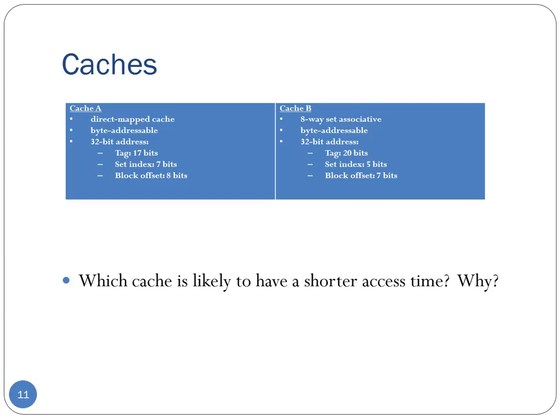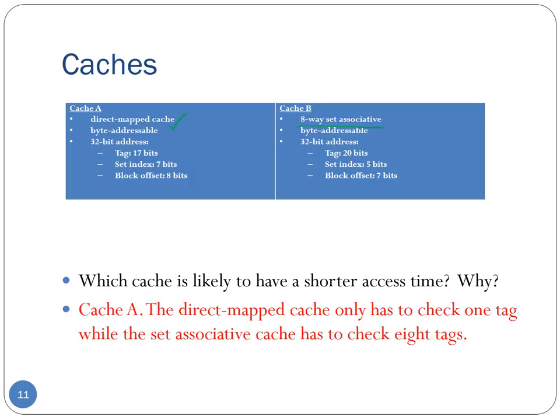As opposed to this, here in this 8-way set associative cache, the memory address will map onto a set of 8 lines, so you will have to check up to 8 tags before you determine whether it's a hit or a miss. So the faster access goes to the direct map caches. The solution is also summarized over here.